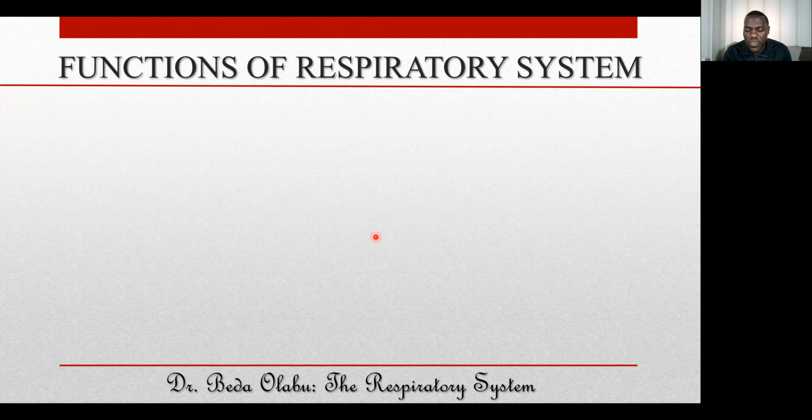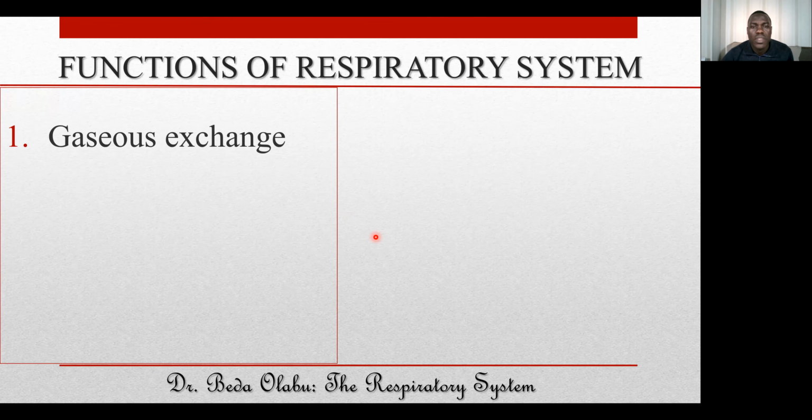What are the functions of the respiratory system? We can state a number of functions of the respiratory system. Of course, top on the list is gaseous exchange, as we've already elaborated. This is to mean that oxygen and carbon dioxide are exchanged by the respiratory system. It simply means that our body takes up oxygen and releases carbon dioxide. And so the respiratory system helps us to do this.